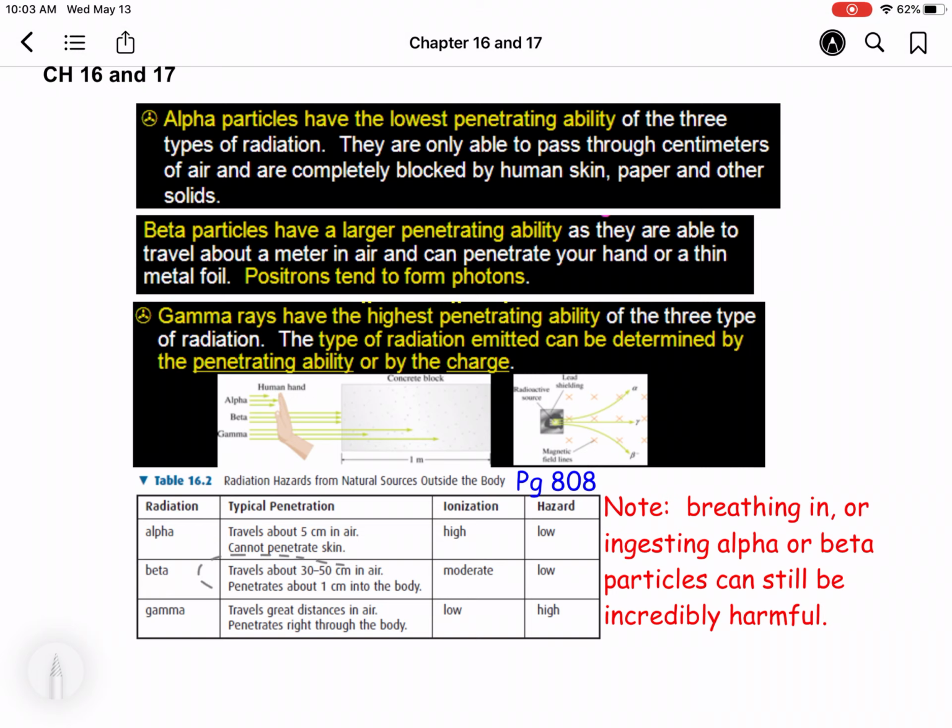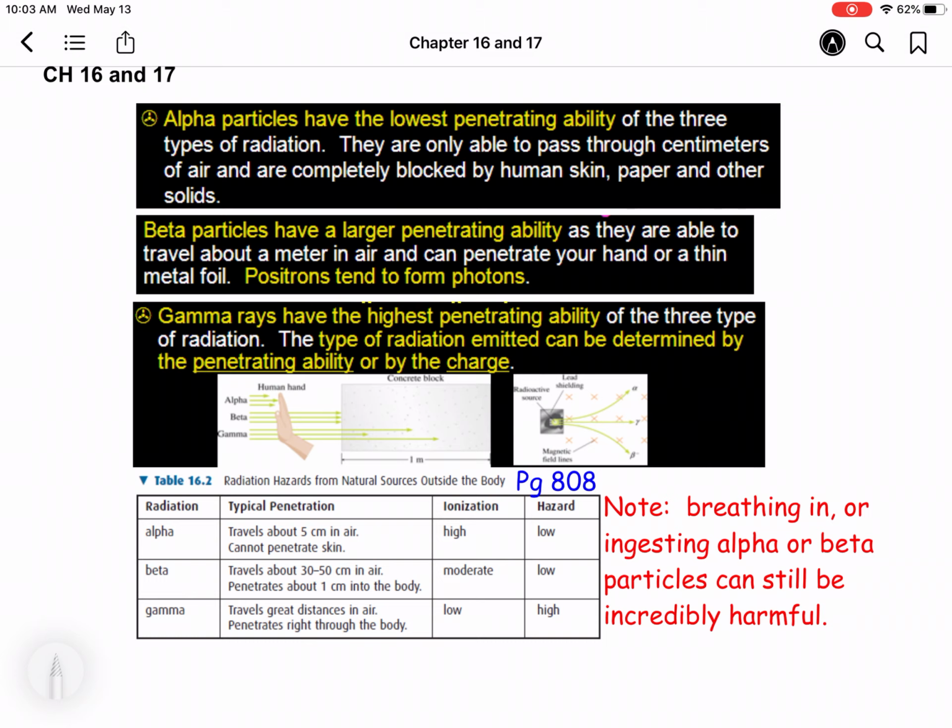Okay, then you have beta. Now they can travel 30 to 50 centimeters in air, and they penetrate about 1 centimeter into the body. They have a moderate level of ionization, but they're also low risk. Where we get this idea of nuclear reactions poisoning people and radioactivity killing us and all that stuff, that generally is coming from gamma rays.